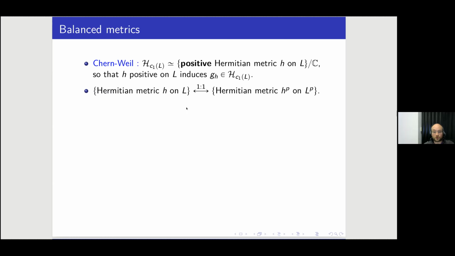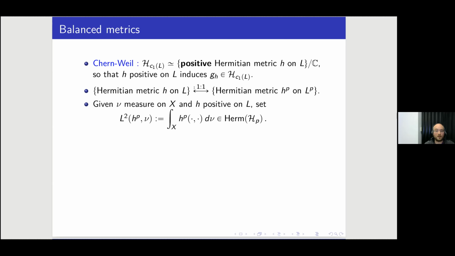Okay. Also, for later record, a Hermitian metric H on L induces a Hermitian metric HP on LP. And the other way around, if you have a Hermitian metric on LP, you can take its P-th square root. So the difference here is only that it multiplies this Kähler metric by P. That's why we divided by P before. But okay, you can go from one to the other, right?